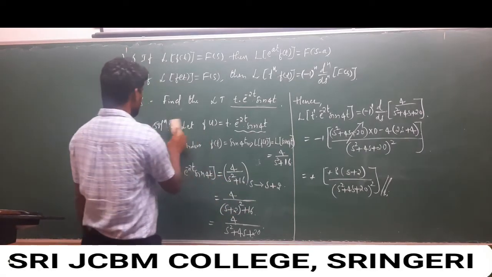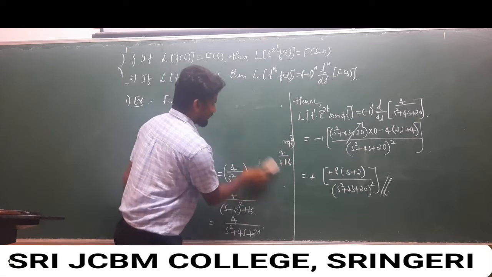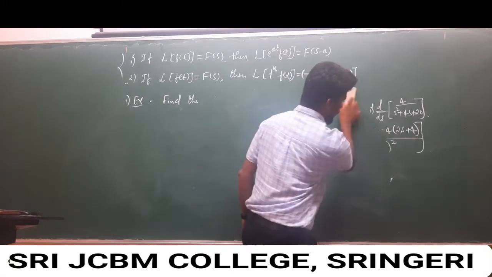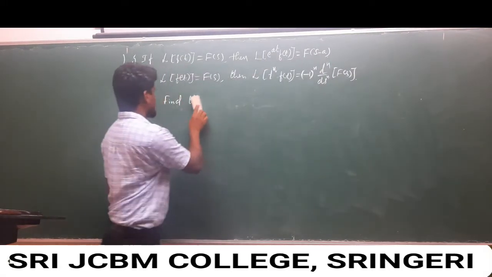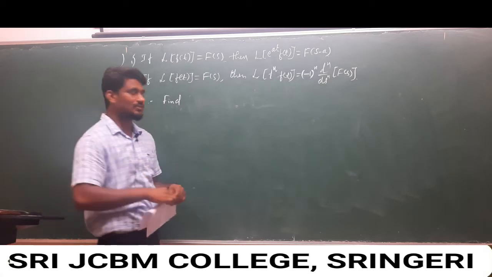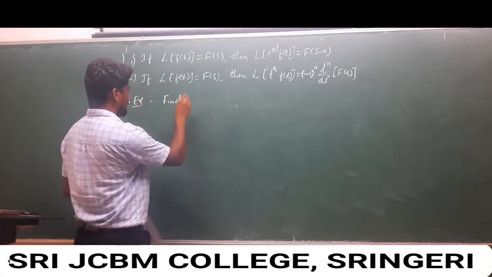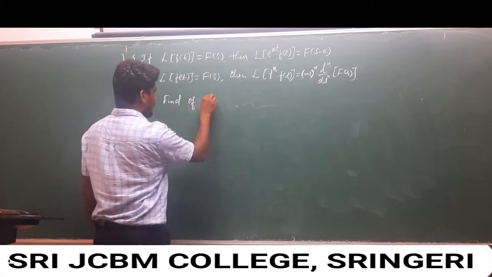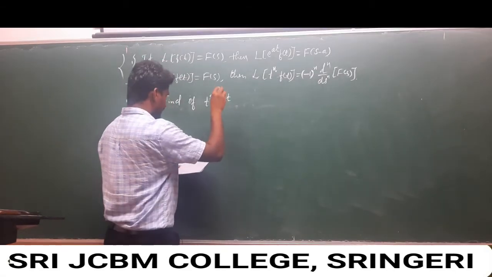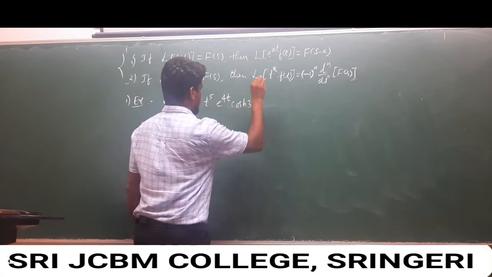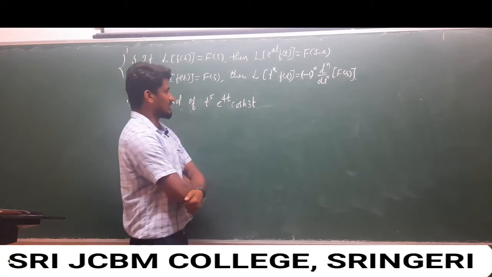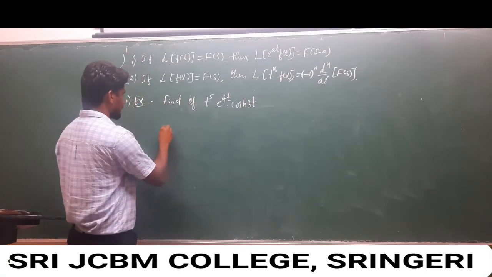Another example. Find the Laplace transform of t to the power 5 e to the power 4t cos hyperbolic 3t. This is also very simple and can be solved by two methods. So we discuss the solution.